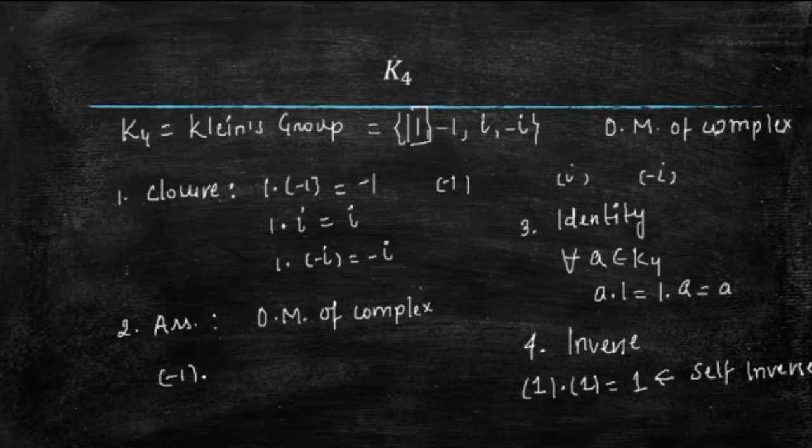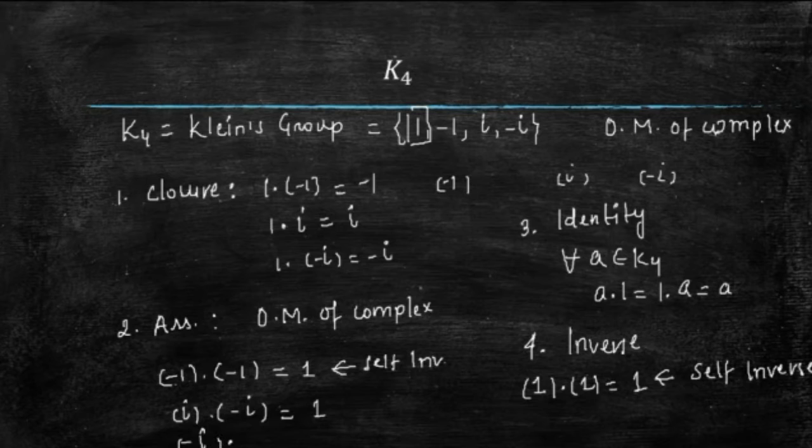Next say -1, you have to find out a member from K4 जिसको आप -1 से multiply करो तो you'll get 1 as answer, and the answer is -1. So when you multiply -1 with -1 you'll get the identity back, and hence -1 is also a self inverse element, right? Then you have iota. You have to multiply iota with something to get 1 from the set K4, and the answer here should be -iota, because iota square is -1. Iota into minus iota will give you +1. So the inverse of iota is minus iota and vice versa. The inverse of minus iota will be iota.